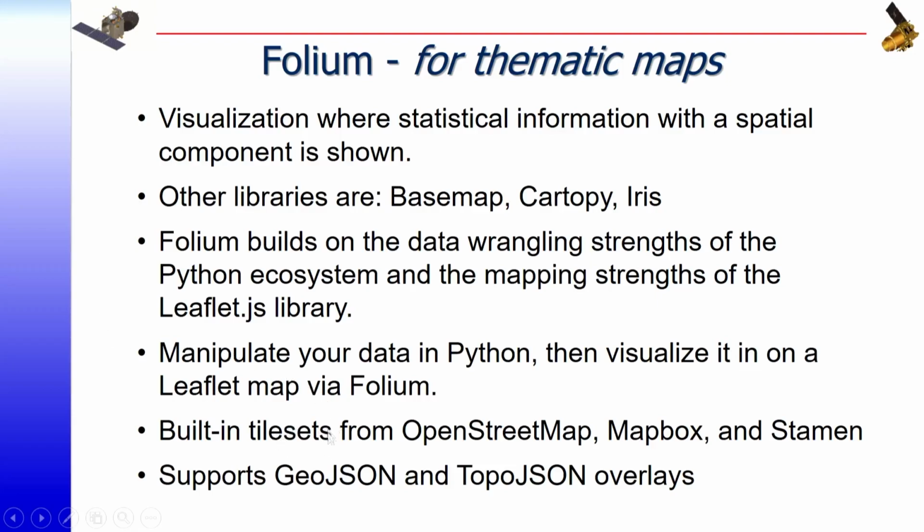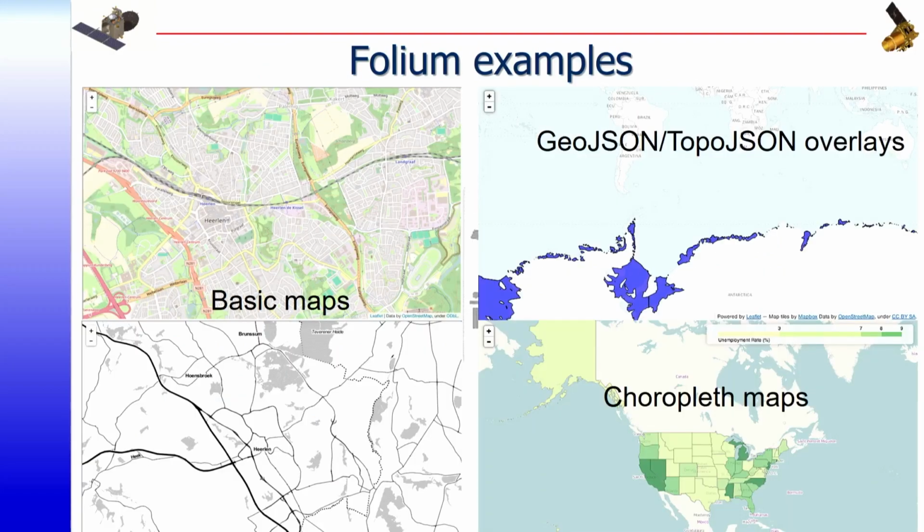It has some built-in tile sets, built-in base maps as we call it, from OpenStreet, Mapbox, Stamen, and others. And it also supports overlaying existing data in the form of GeoJSON or TopoJSON. These are some of the examples which have been made using Folium.